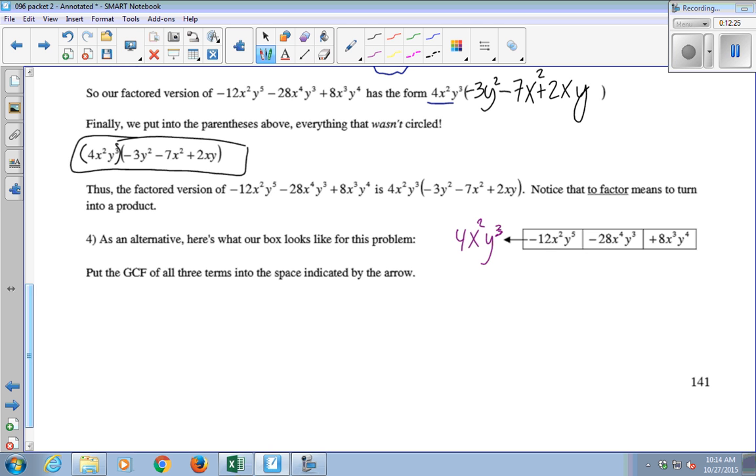So work with the numbers first. What do you have to multiply 4 by to make a -12? -3. What do you have to multiply x squared by to make x squared? Nothing, or 1, yeah. What do you multiply y cubed by to make y to the 5th? Y squared.